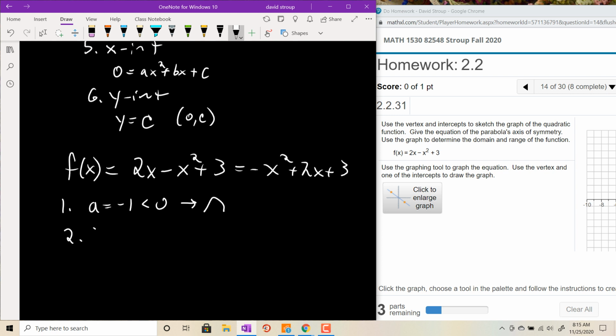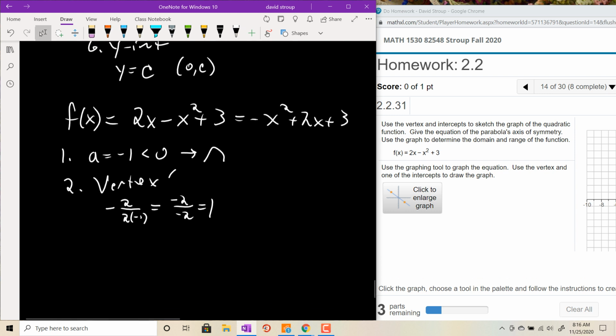Then the vertex is going to be negative b over 2a. So negative 2 all over 2 times negative 1 is negative 2 over negative 2, which is 1. The x coordinate is 1. For the y coordinate, you just plug 1 back into the equation. So you get negative 1 squared, which is 1, plus 2 times 1, plus 3. So you get negative 1 plus 2 plus 3. 3 plus 2 is 5, minus 1 is 4. So the vertex is 1, 4.